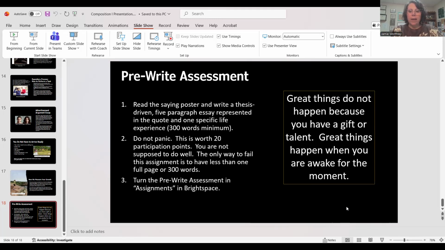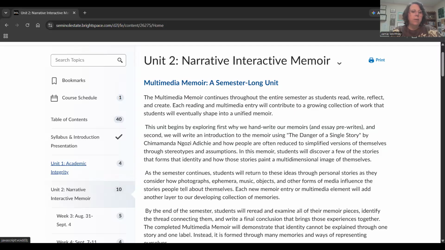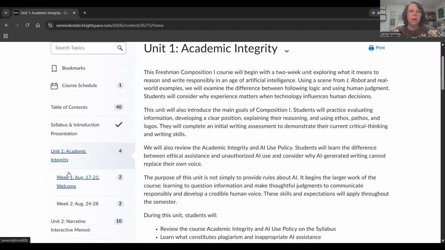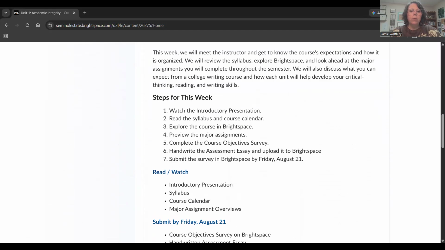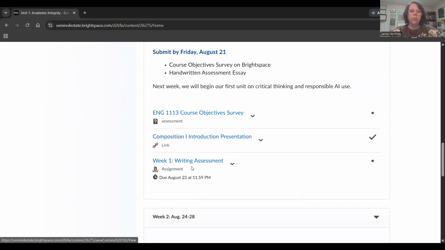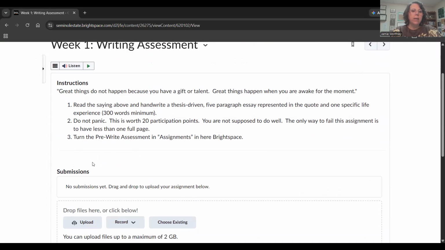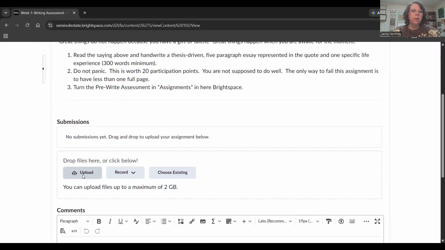All right, so let's say I have my assessment. I'm going to go back to our Brightspace, and then we'll be done. Let's say I have my assessment. I wrote it up by hand. What am I going to do now? So I'm in Unit 1, right? I can scroll down to Week 1 where it says Week 1 Writing Assessments. Click on that, and it goes straight to the writing, right? So I go to Upload.